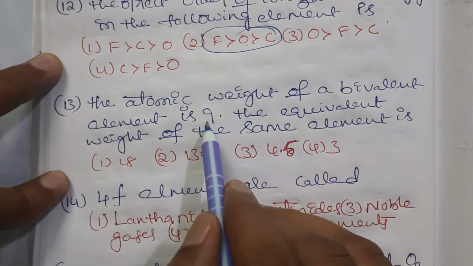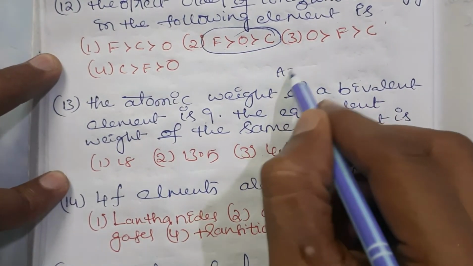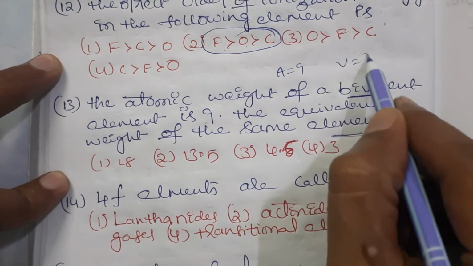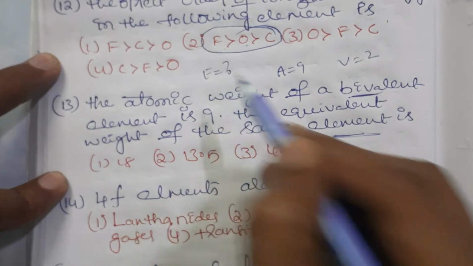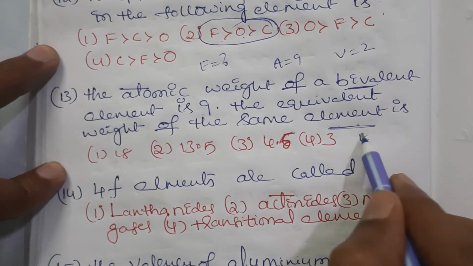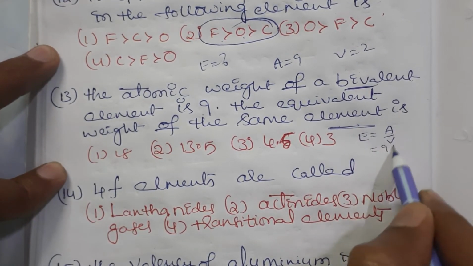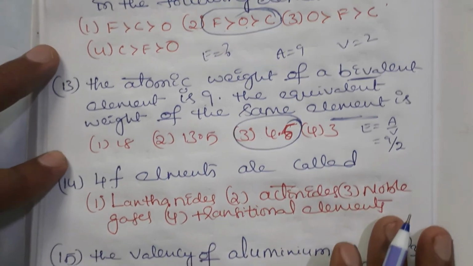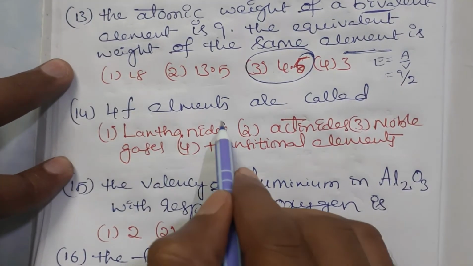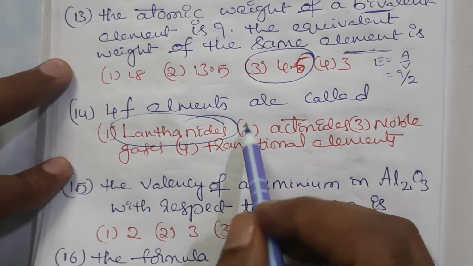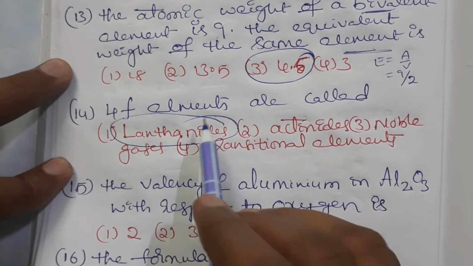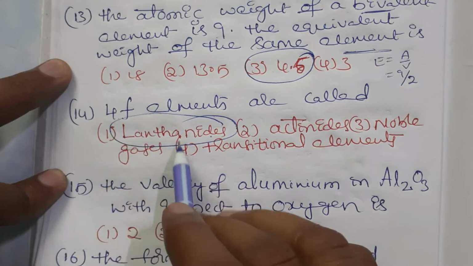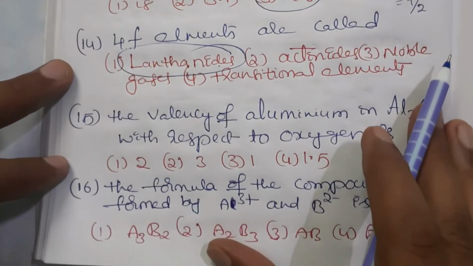The atomic weight of a bivalent element is 9. So A is given as 9, students. The equivalent weight of the same element, bivalent meaning valence 2, is what we want to find. So E equals A by V: A is 9, V is 2, 9 by 2 is 4.5, students. This is 4.5. 4f elements are called lanthanides, students, whereas 5f elements are called actinides. Both lanthanides and actinides are called inner transition elements.